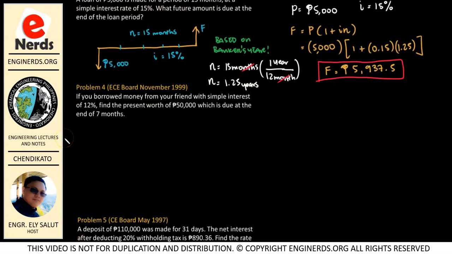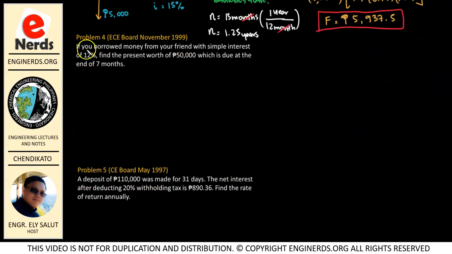So, let's go to problem number 4, which came out sa ECE board exam noong November 1999. So, let us read the problem first. If you borrowed money from your friend with simple interest of 12%, find the present worth of 50,000 which is due at the end of 7 months. Okay, so ang pinahanap naman sa atin dito is yung principal natin because we have the future worth which is 50,000 at the end of 7 months.